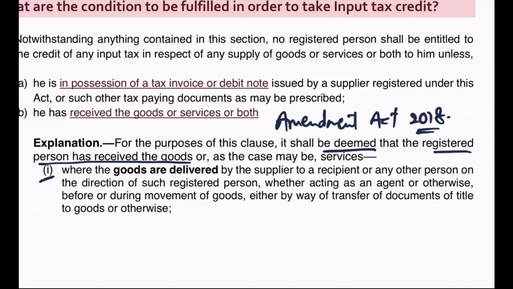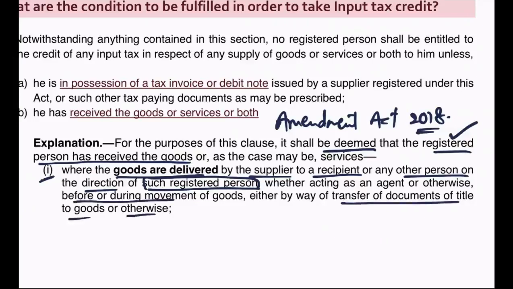Now you can see that there is a second clause added to it, which we'll see on the next screen. But this part is already written, just number it as 1, that where the goods are delivered by the supplier to a recipient or any other person on the direction of such registered person. So such registered person means this registered person, whether acting as an agent or otherwise, before or during the movement of goods. Before or during the movement of goods, I'll explain all these points, either by way of transfer of documents of title to goods or otherwise. I know right now you are not understanding anything, but let's take 5 minutes to understand everything. Okay, this part is fine, this part is already given in your books.